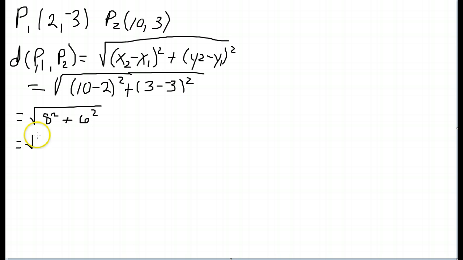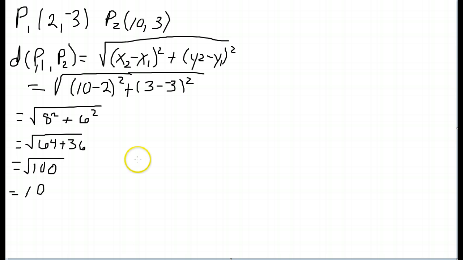8 squared is 64. 6 squared is 36. Add, we get 100. So we have the square root of 100, and the square root of 100 is 10. We only use the positive because we are working with a distance.